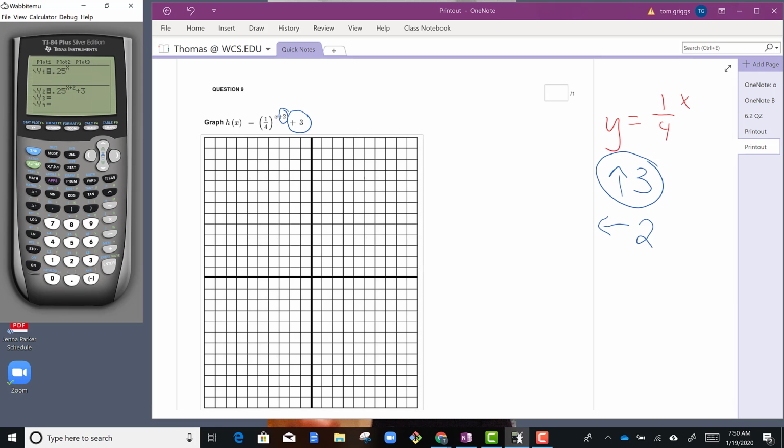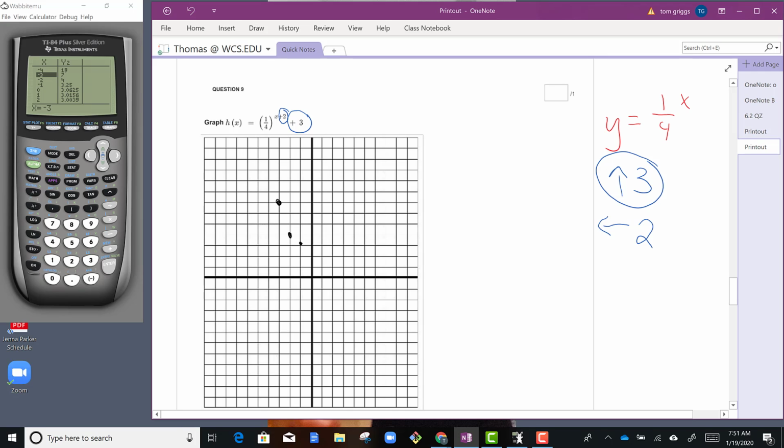So I'm going to clear out the parent and then just look at the table of the actual problem and graph as many points as I can. So I'm going to start at -3, 7. -2, 4. -1, 3 1/4. 0, and just a little bit above 3.